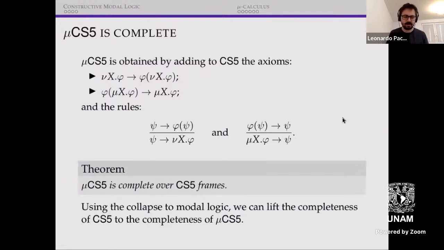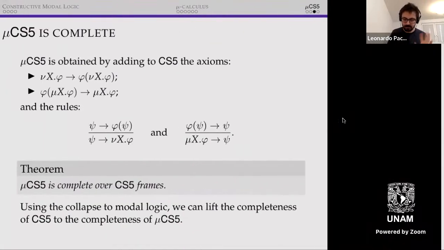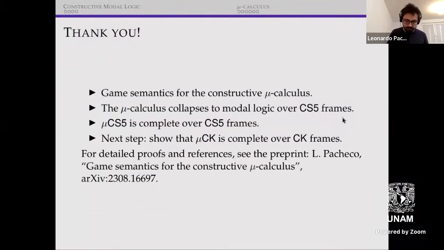and it is kind of weird because usually this kind of collapse doesn't happen at all when we have more than one modality. And here we have kind of two. And I think that was it for today. So I talked about this game semantics and showed that the mu-cox collapses and mu-CS5 is complete.